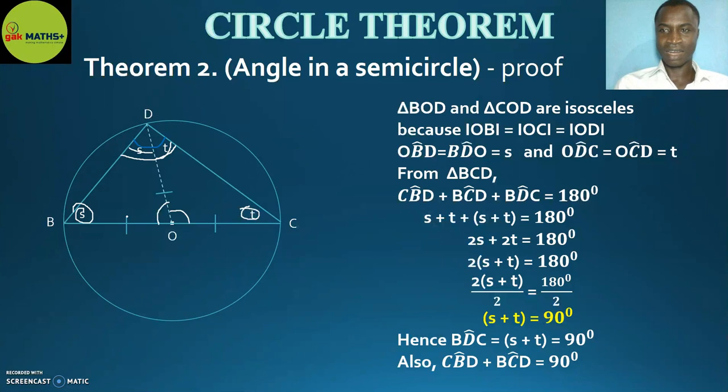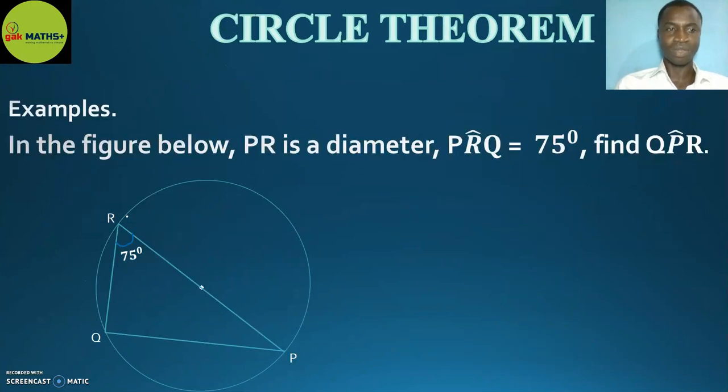Now let's take an example to see how to apply this theorem. Example 1. In the figure below, PR is a diameter. Angle PRQ is equal to 75 degrees. Find angle QPR.